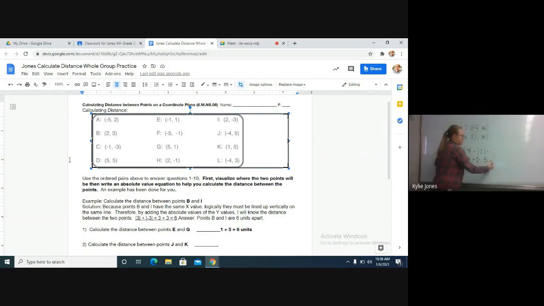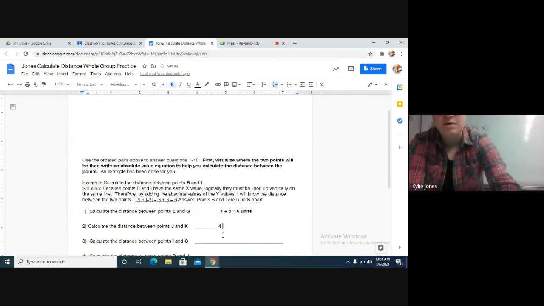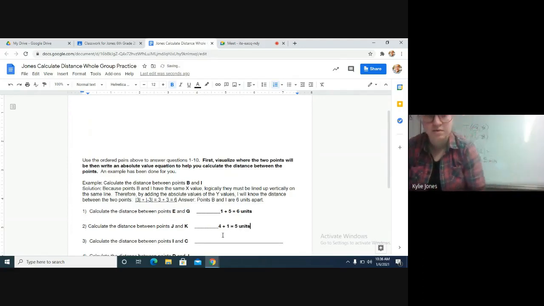5 units. Okay? So what we're going to write on that line is going to be, we have 4 plus 1 equals 5 units. So that's what I need to see for the next ones.